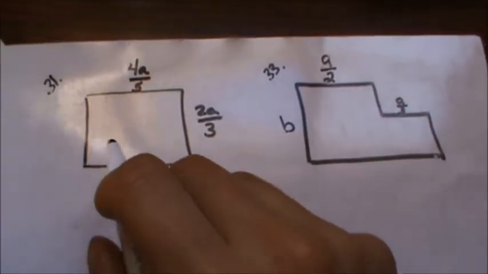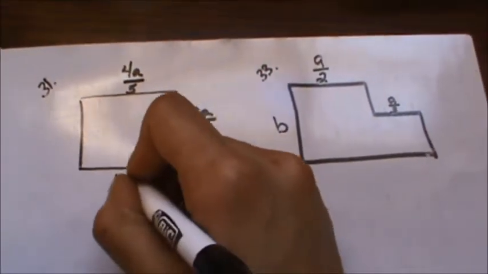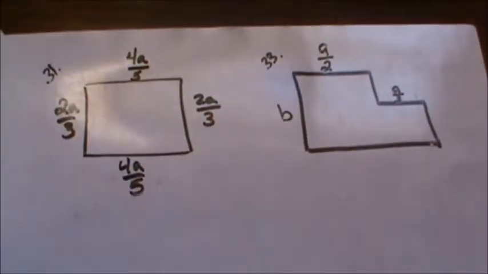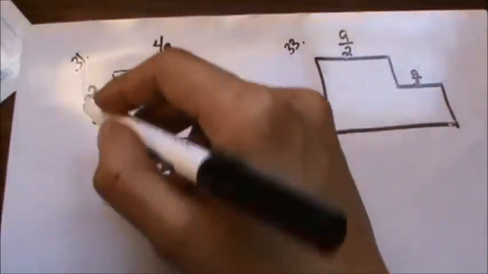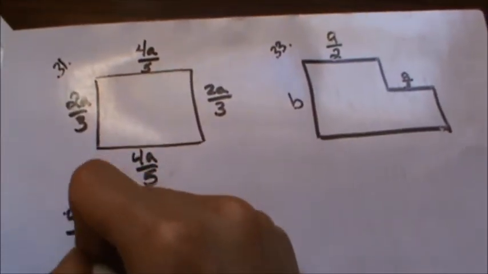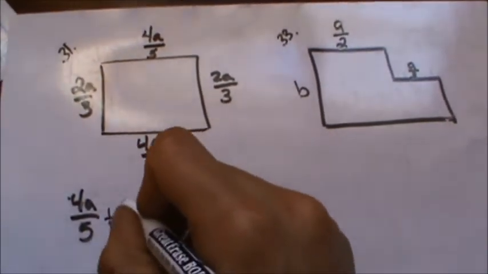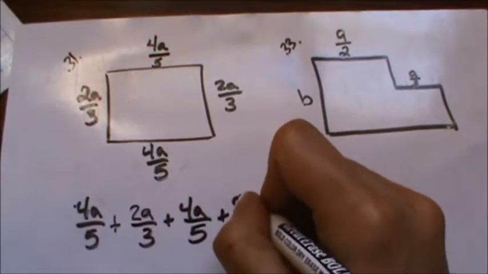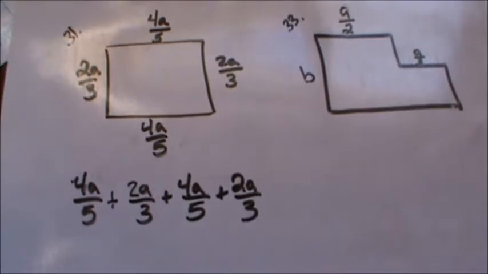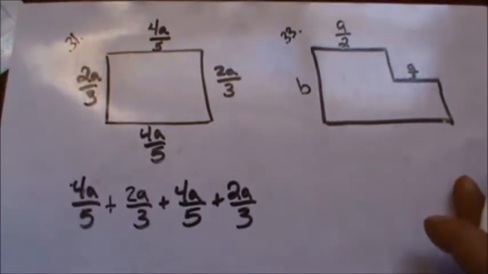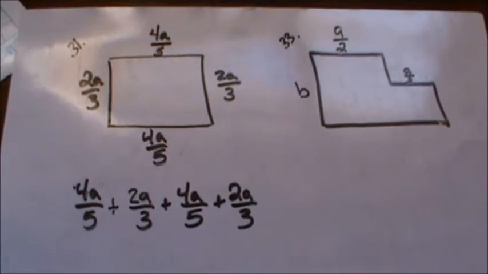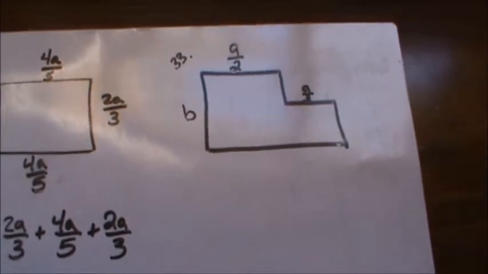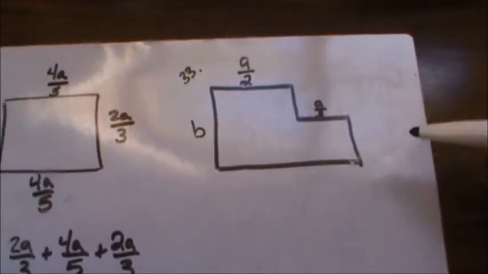So in this case I have a rectangle, so I'm going to assume that this side is also 4a over 5, and this side is 2a over 3. And now I can find perimeter because it's just the sum of all of these things. So 4a over 5 plus 2a over 3 plus 4a over 5 plus 2a over 3. And now I'm going to leave you to finish this problem, remembering that in order to add these fractions up, you need common denominators. 33 has a little bit of a trick to it, just because this side is unknown.